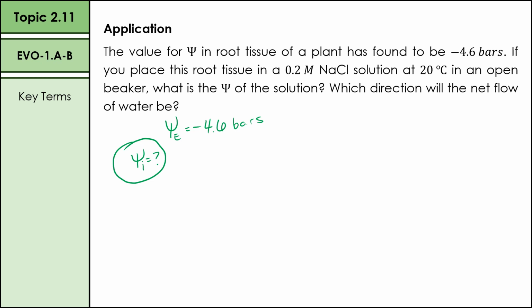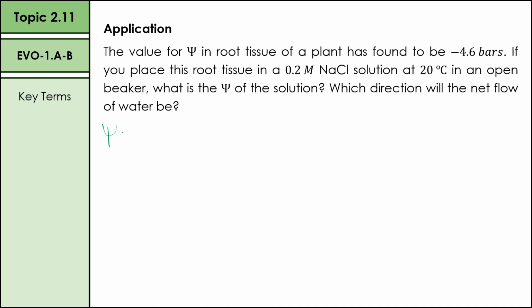And from that, I want you to figure out which direction the water is going to move in. So similar to the last time, in order to figure out the water potential inside of our cell, you have to figure out our pressure potential and you have to figure out our solute potential, that being negative iCRT. Notice here that this time we are dealing with sodium chloride. So I will give you a moment to answer that on your page, and I will be back to explain.